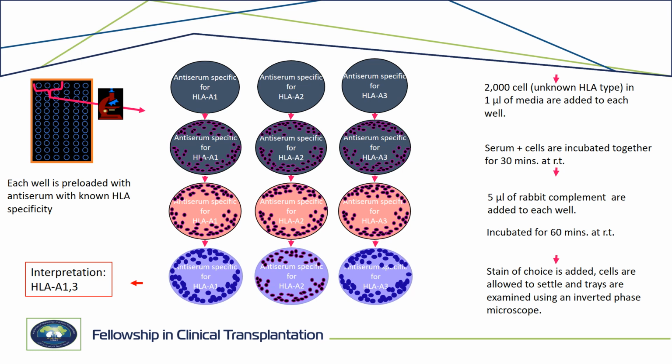So the interpretation here is that the sera were able to agglutinate the cells present in well A1 and well A3, and this patient will be typed as HLA-A1 and HLA-A3.